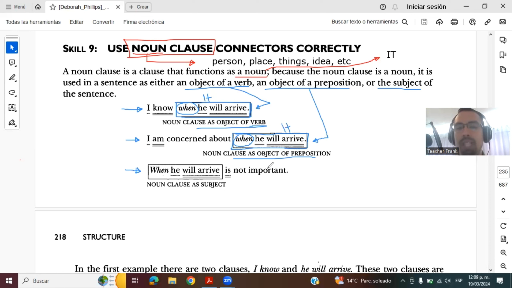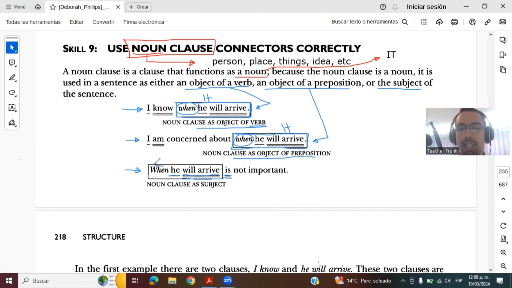When he will arrive is not important. So this one is a little bit complex because look at it. Will arrive is the verb for he, right? Who or what will arrive? He. Now is another verb, and we can say, where is the subject for is? There's nothing there.